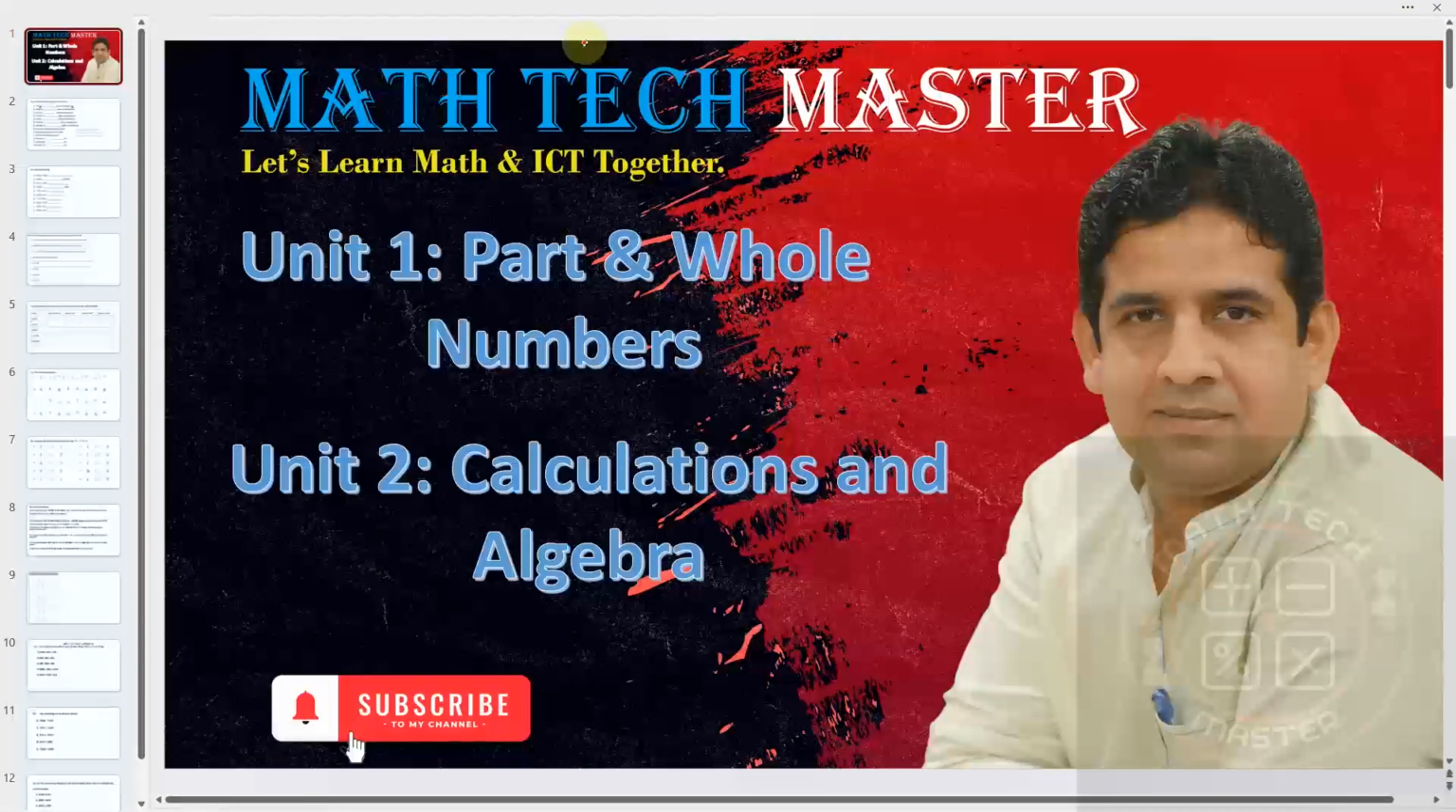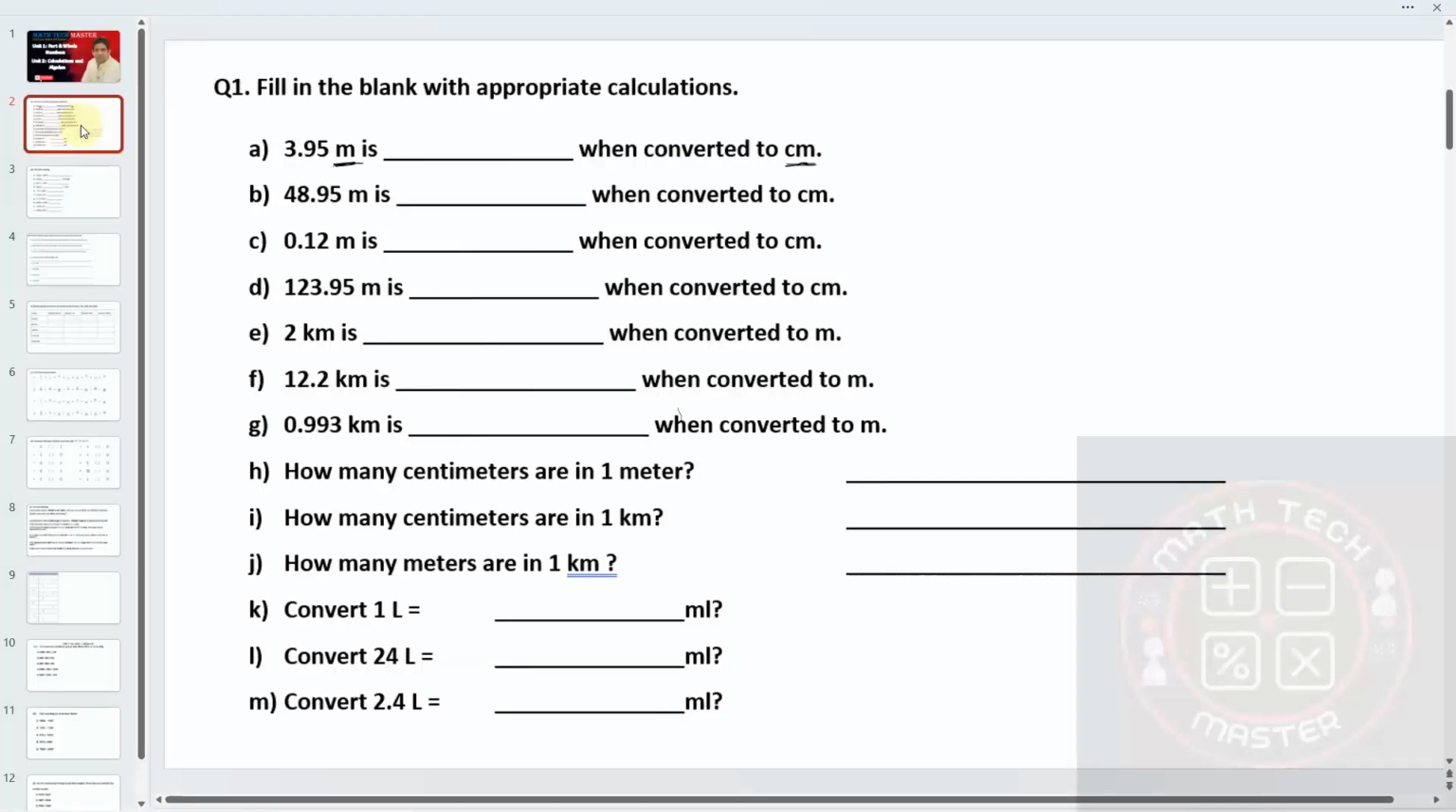So let's move to our topic. I will be bilingual in this lesson, so every student should be able to understand the concept thoroughly. So let's start our lesson. In the first question, we have to fill in the blanks with the appropriate calculation. The first question is about the conversion of meters into centimeters. We already know that 1 meter is equal to 100 centimeters.